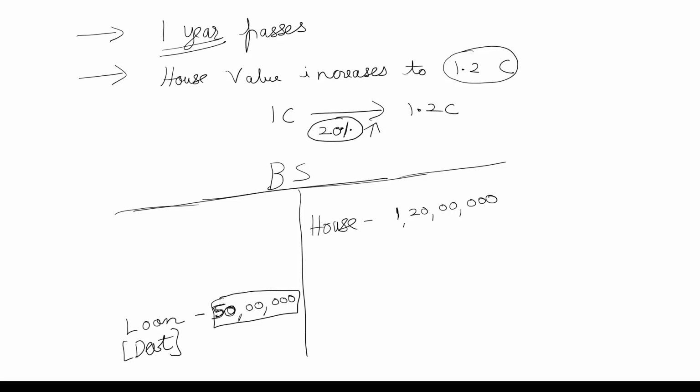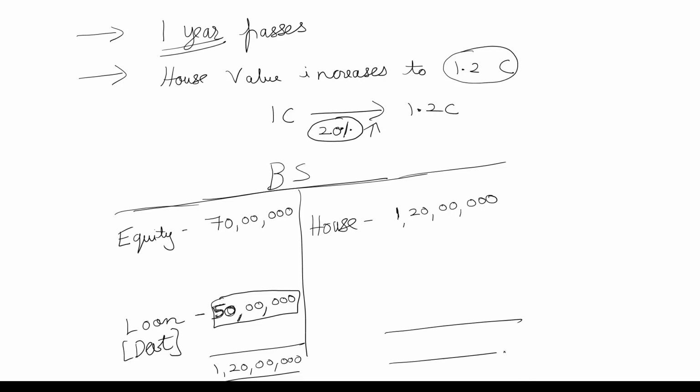So when I talk only about the principal portion, what I owe the bank is going to be 50 lakhs. That is not going to change, and hence this number is also not going to change. So when I go to equity here, obviously for my balance sheet to actually balance, I need a number of 70 lakhs. So now my balance sheet totals at 1 crore and 20 lakhs.